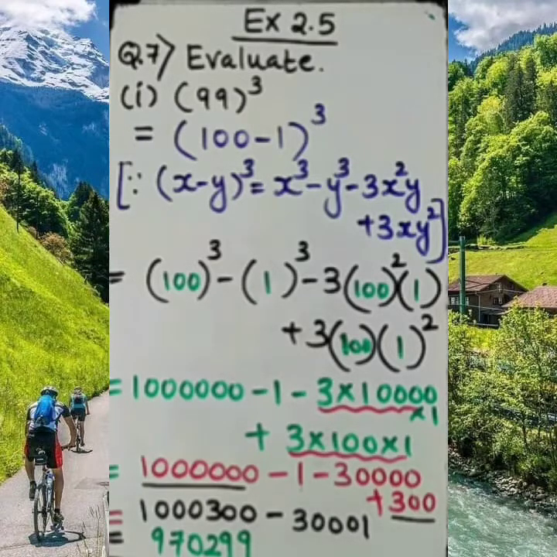But here you can see we are using the identity. It is quite easy, without multiplying, we are able to say what will be the cube of this given number.